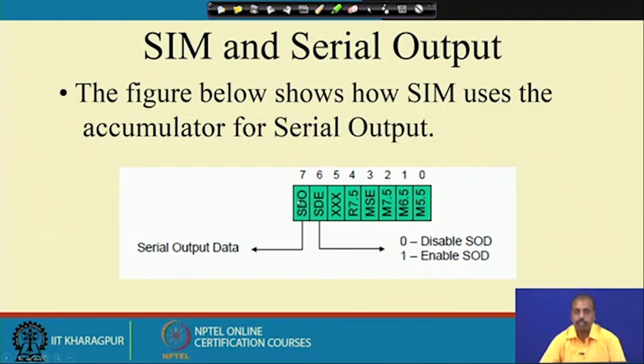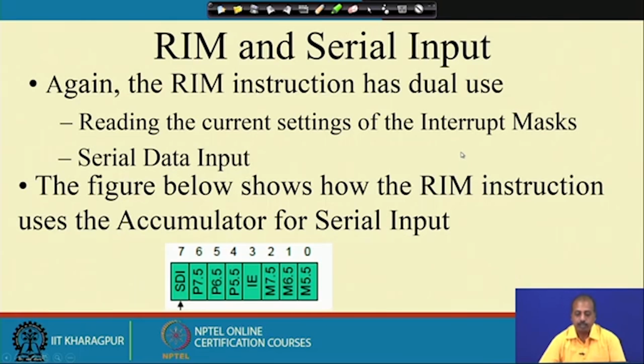That will hold the data that should be sent to the outside through this pin. So, if you want to transmit a bit serially, you can put the bit in bit number 7 of the accumulator, enable the SDE bit, and then execute the SIM instruction, so that the bit stored here will be sent through this line. Next, you put another bit here, setting SDE to the enable mode, and again the next bit will go out serially. So, this is how SIM can be used for serial transmission of data.